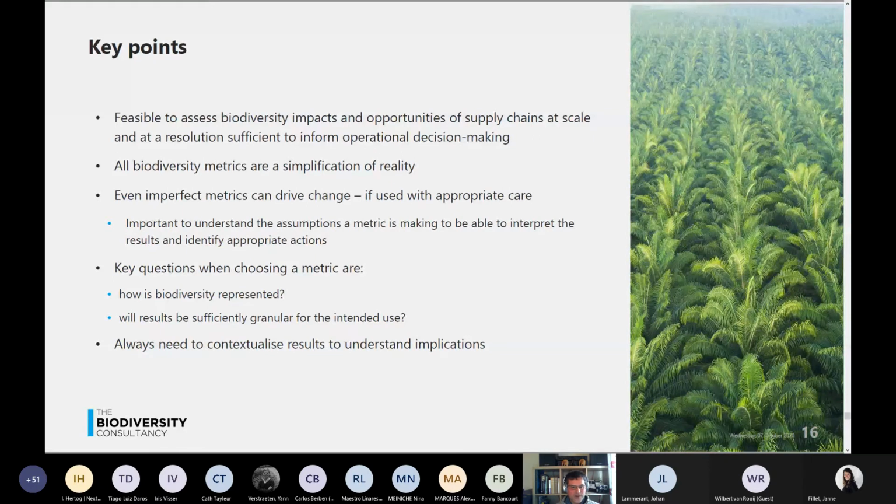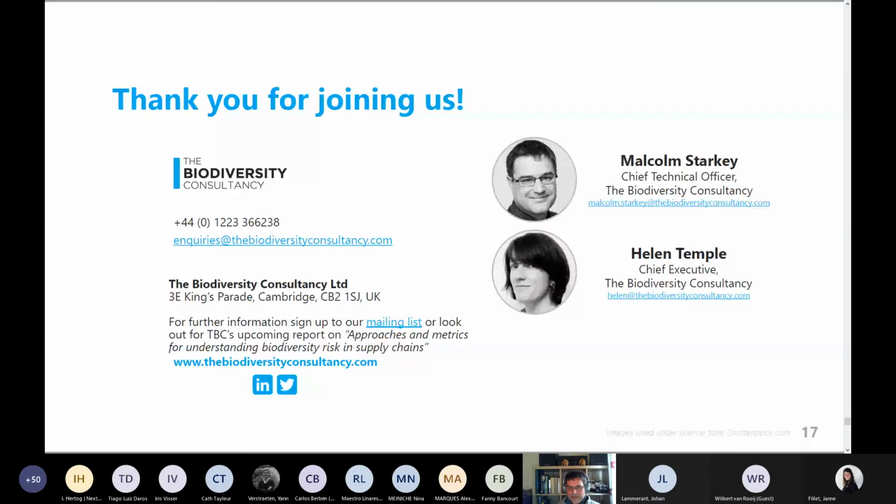And you always need to contextualize the results to understand the implications, because all global data sets make some assumptions, and if you're extrapolating to a global layer, there will always be some local areas where the model data, the extrapolation, doesn't actually fit with reality. So you always need to triangulate and understand with the context.